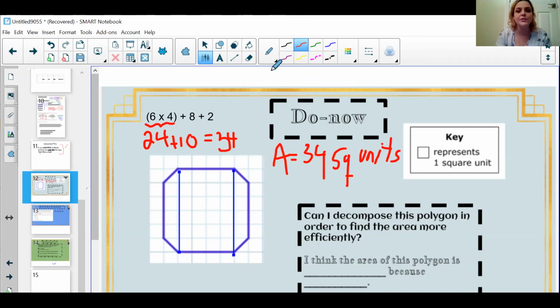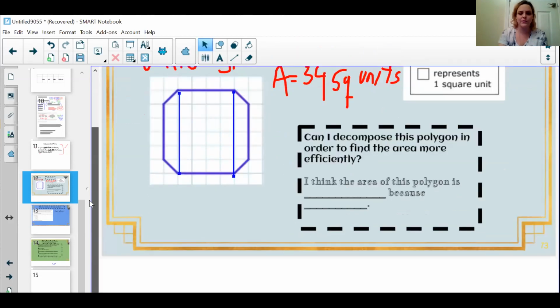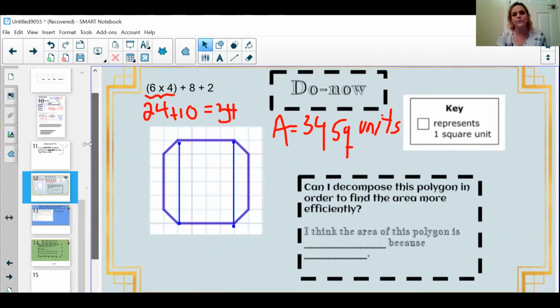And if you didn't, this is your opportunity to go back and figure out where you made that mistake. So if I go back to my statement, I think the area of this polygon is 34 square units because I decomposed the irregular polygon into smaller shapes. That is one way that you could have written your response.